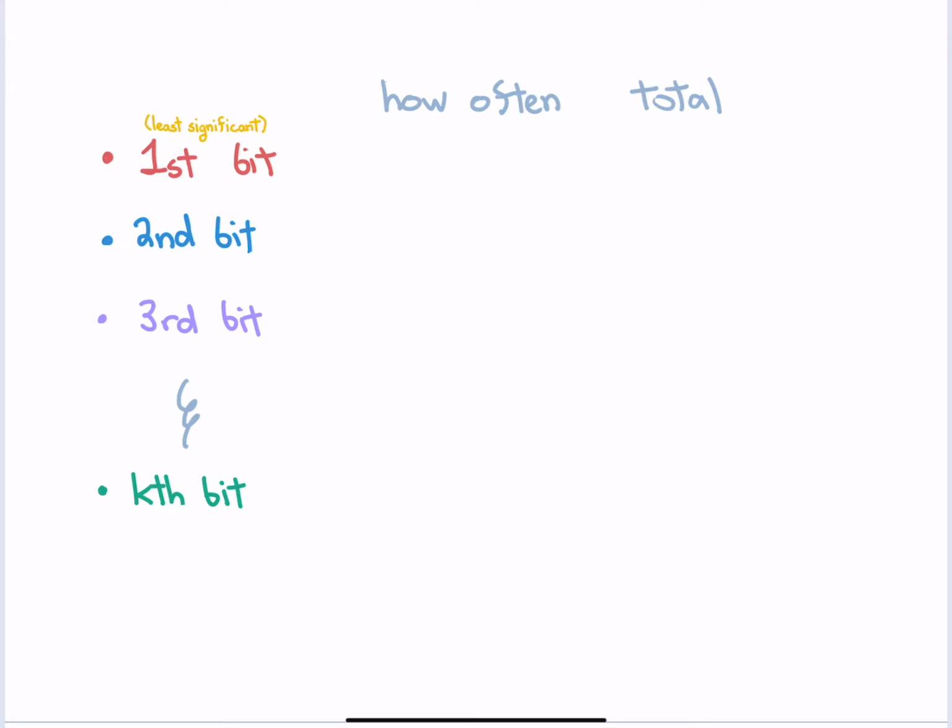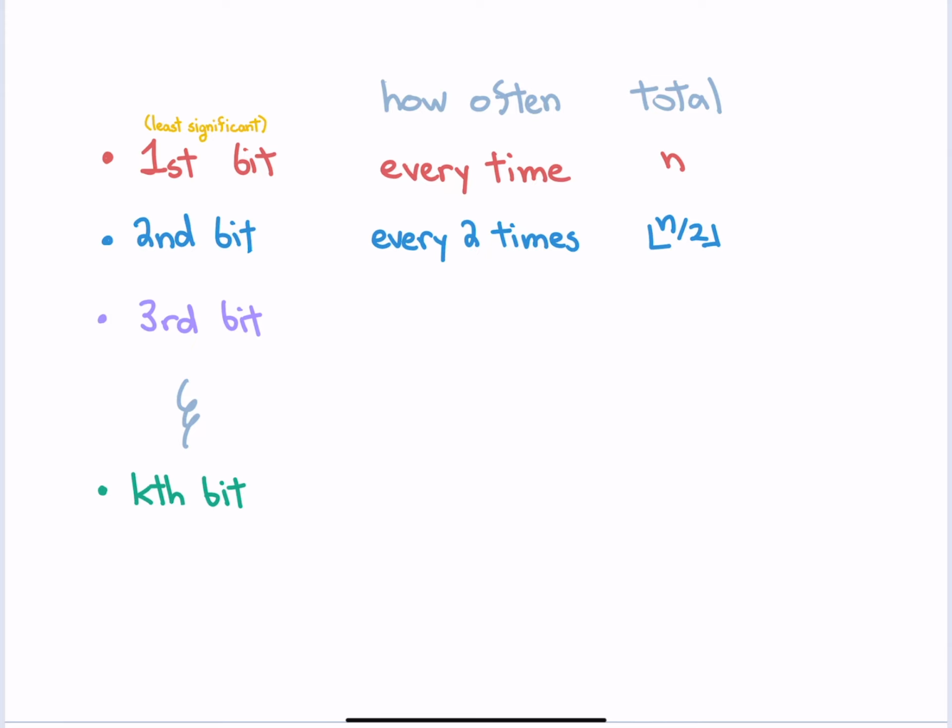All right, how often does the first bit flip? Yeah, okay. Every single time, for a total of n. Of course, every time, right? What about the second bit? How often does that flip? Half the time. So in total, how many times as I go from 1 to n? n by 2. I guess technically n by 2 rounded down.